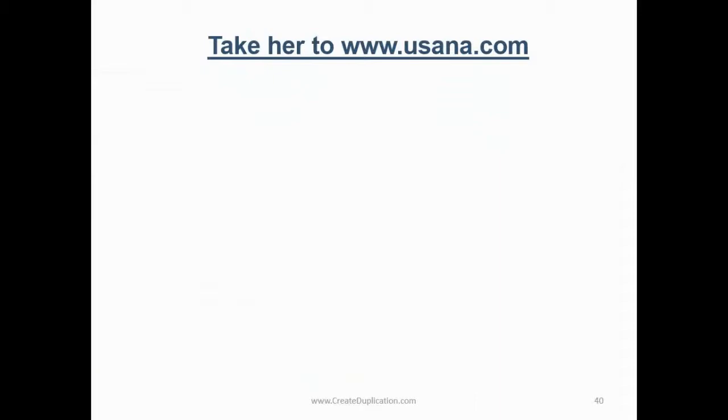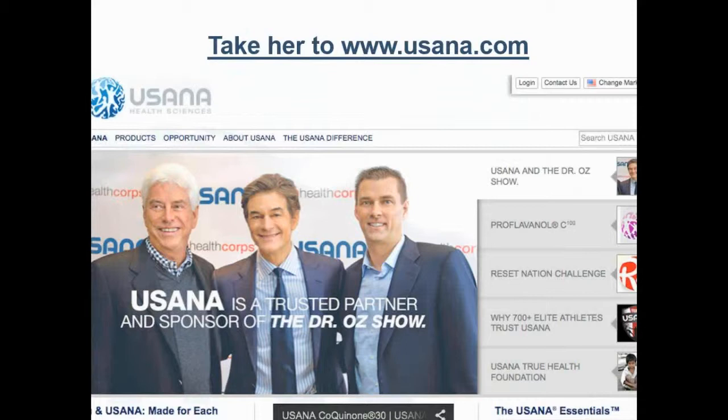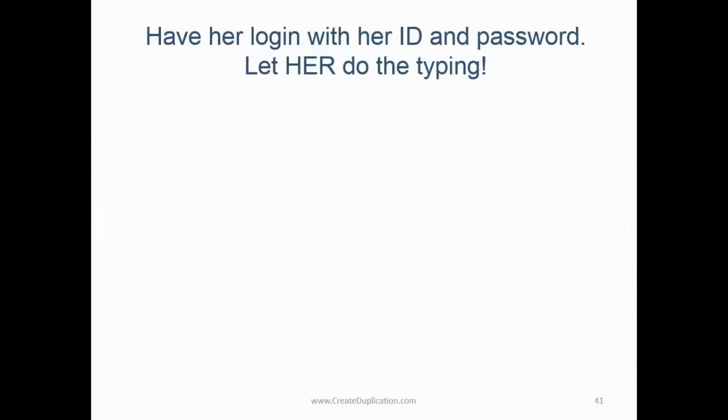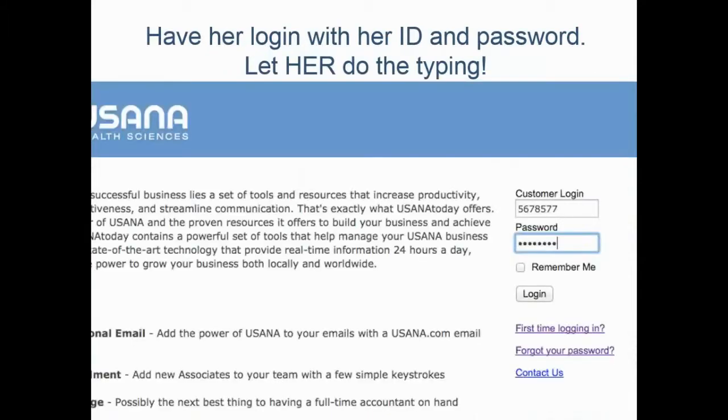So Marianne, first thing, I want you to go to usana.com. So you're going to take your client to usana.com, and then you're going to see the USANA page, and on the top right, you're going to click on Login. So that's what Marianne did. She clicks on Login. Next thing, Marianne, is you're going to log in with your ID and password. Let her do the typing. So here it is. Here's the login page, and that's Marianne's ID number, and her password should be USANA123. That's usually what we set up our clients' passwords to be, and then they can change it later.